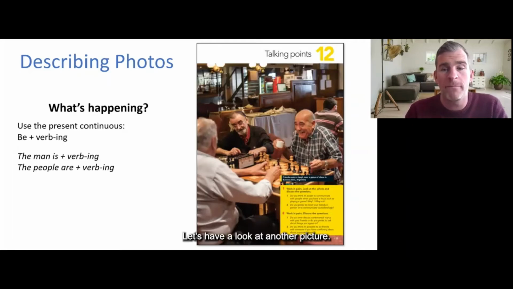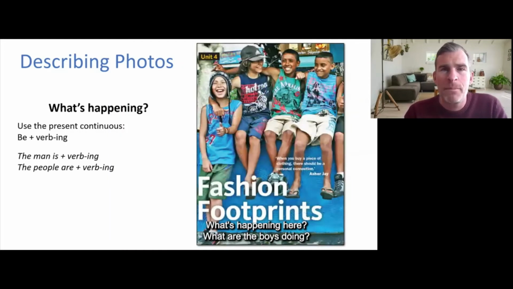Let's have a look at another picture. What's happening here? What are the boys doing? So they are sitting on a wall. They are smiling. They are laughing. It looks like they are having a good time. They are wearing t-shirts and shorts. And 2 of them are wearing hats. So remember, we always use the present continuous to talk about photos.